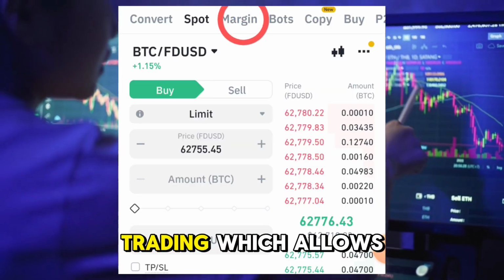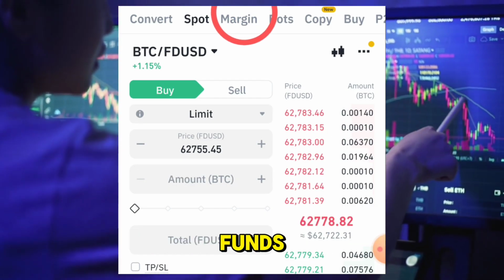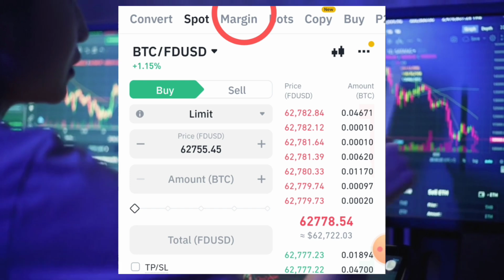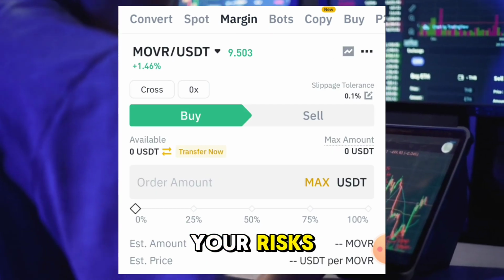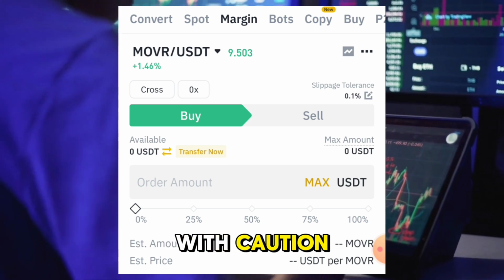Next is margin trading, which allows you to borrow funds to increase your buying power. While this can amplify your gains, it also raises your risks, so always approach with caution.